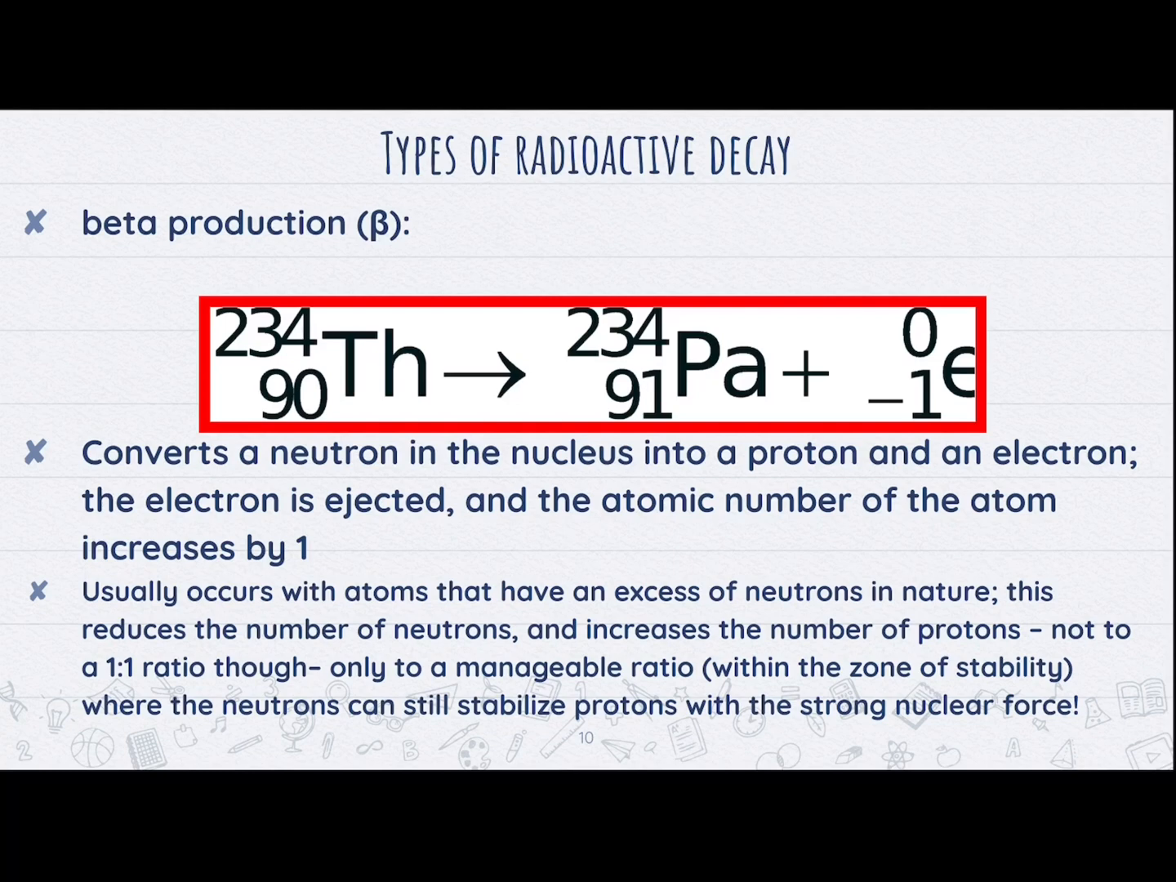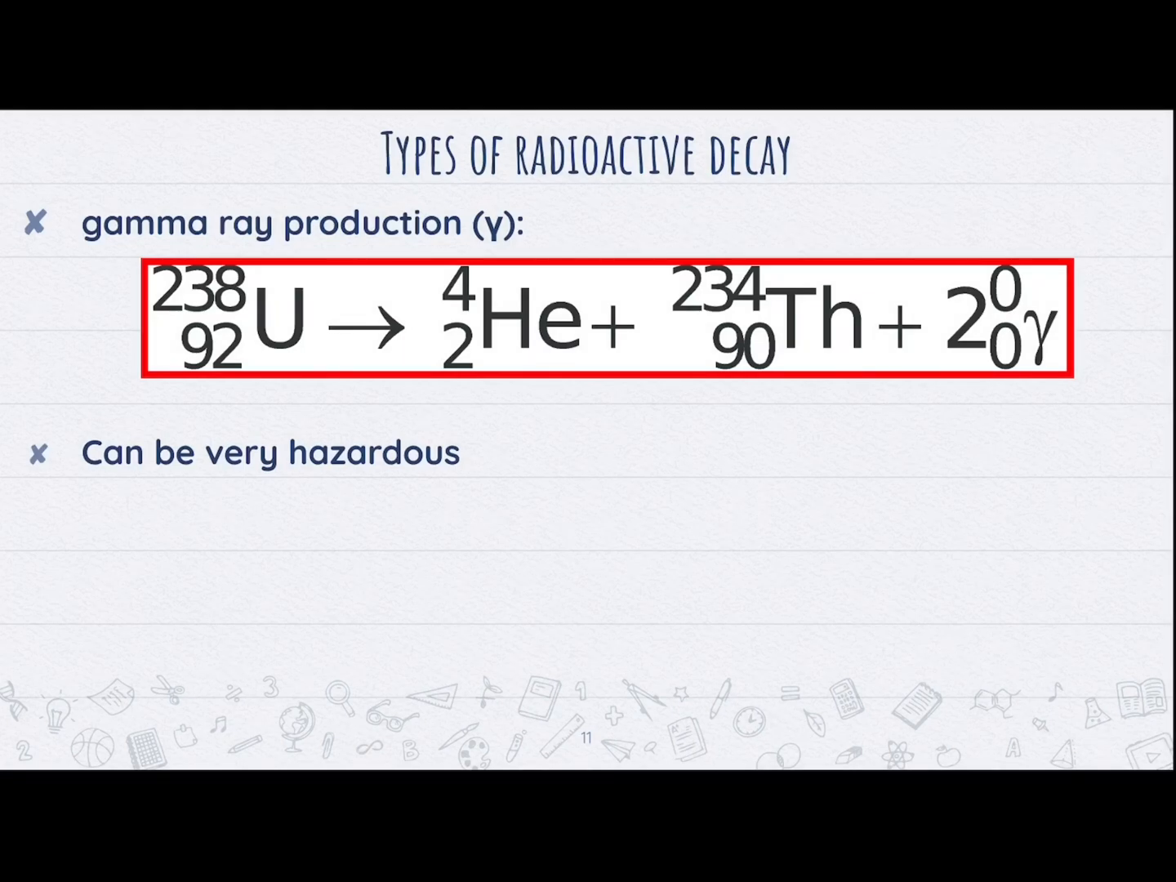It usually occurs with atoms that have an excess of neutrons in nature. This reduces the number of neutrons and increases the number of protons, but not to a 1-to-1 ratio, only to a manageable ratio within the zone of stability, where neutrons can still stabilize protons within that strong nuclear force.